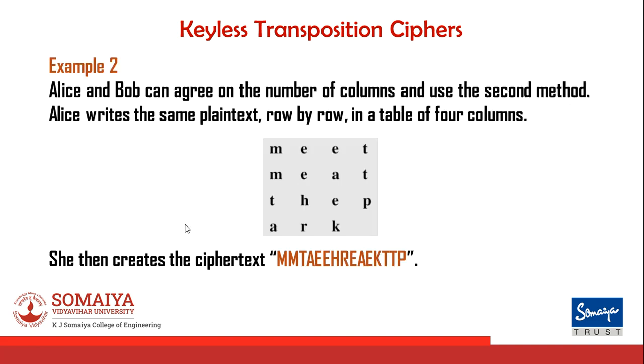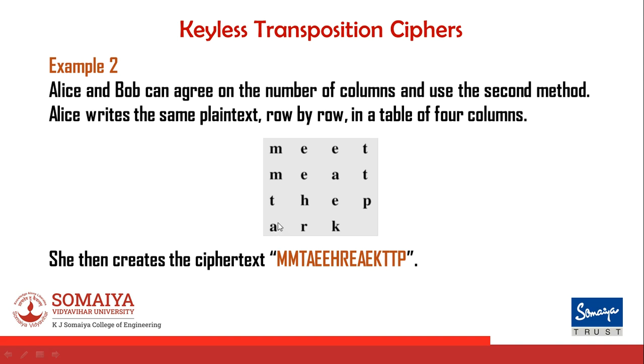Another one is the columnar or row transposition. How exactly do we do it? Alice and Bob agree on the number of columns and use the second method. Alice writes the same plaintext row by row, in the specified number of columns. Here the number of columns considered is 4. So "meet me at the park", like this.